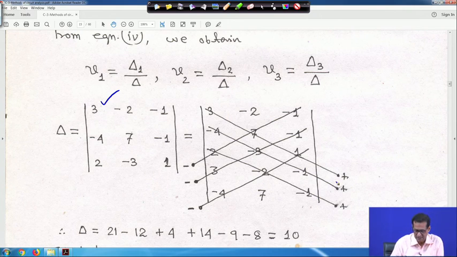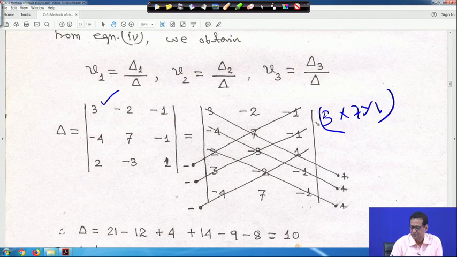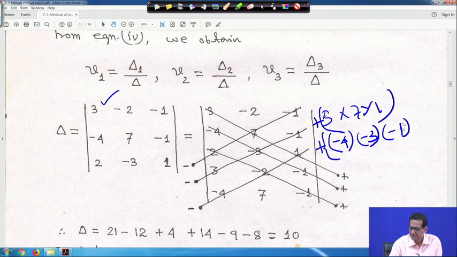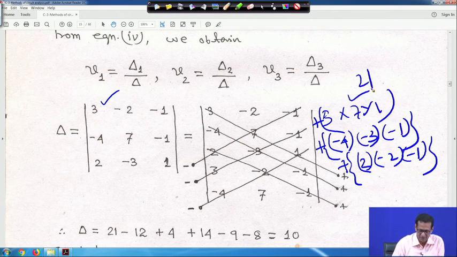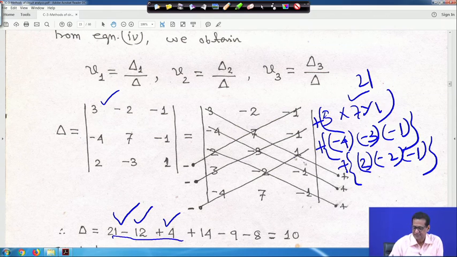The first one is 3 into 7 into 1, which has a plus sign before it. Next, with a plus sign, it is minus 4 into minus 3 into minus 1; all elements are taken with whatever sign they have. Next, also with a plus, it is 2 into minus 2 into minus 1. So 3 into 7 into 1 is 21. Minus 4 into minus 3 into minus 1 is minus 12. And 2 into minus 2 into minus 1 is plus 4. So the right hand side is done.